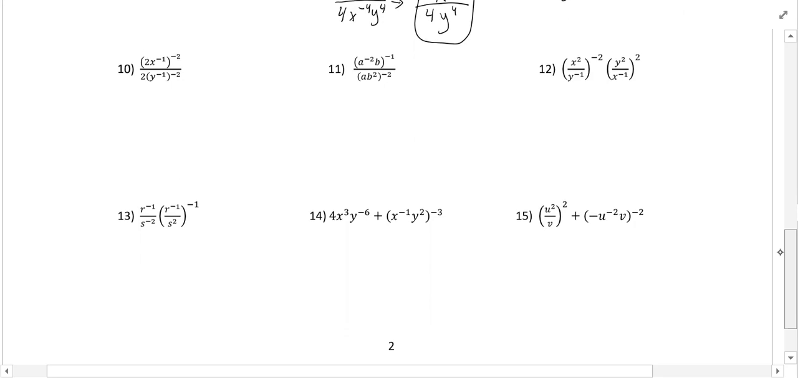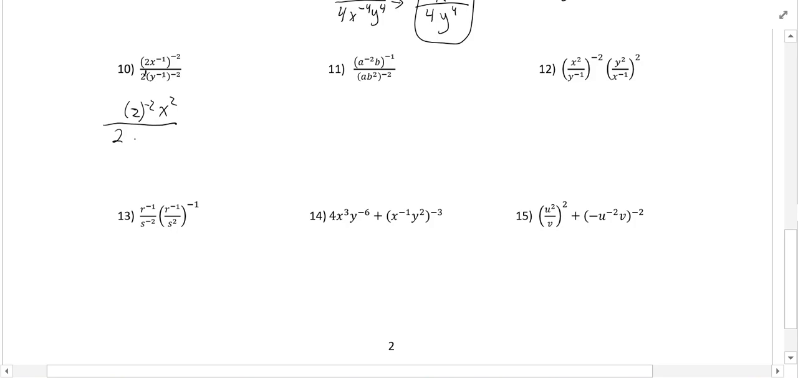Okay, number 10. So you want to distribute that square there. So you're going to get that negative square. So you get 2 to the negative 2. And then here, this is negative 1 times negative 2. So x squared over. This 2 already has an exponent of 1. This negative 2 here does not apply. So you're just bringing the 2 down. Now you're going to multiply these.